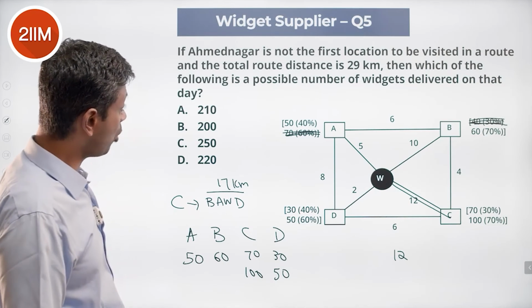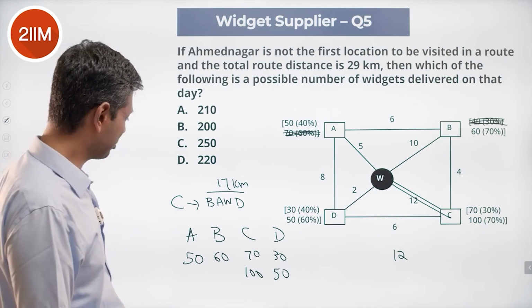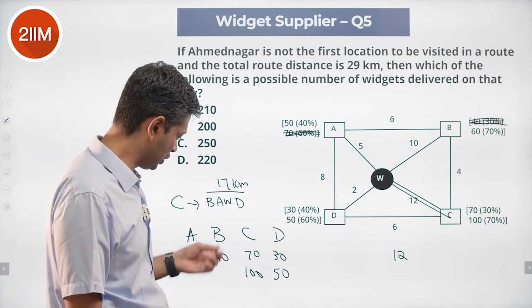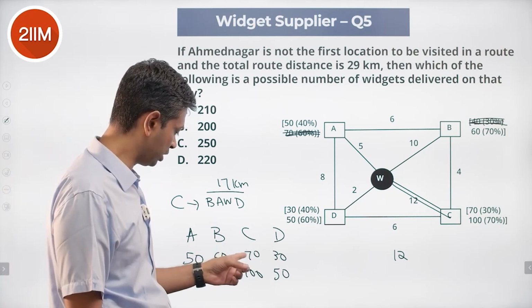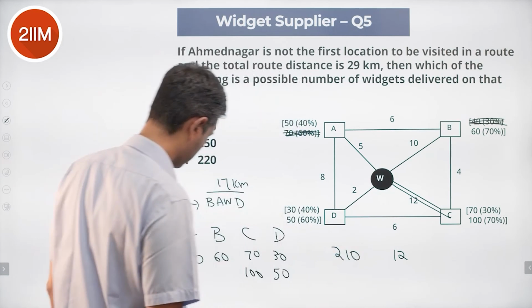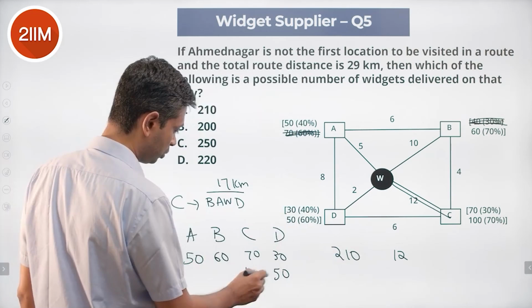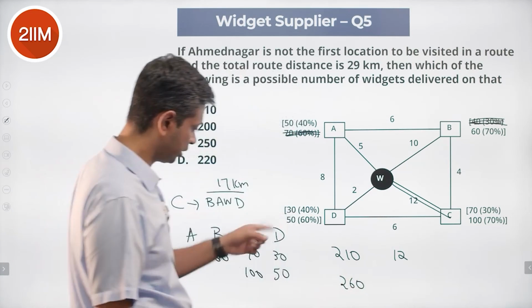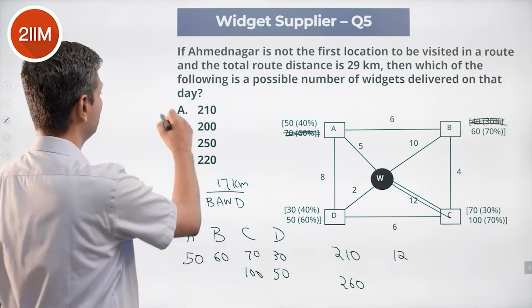Which of the following is a possible number of widgets delivered on that day? Let me find the minimum, let me find the maximum, then we'll figure out. 50, 60, 70, 30. 30 plus 70 is 100. 150, 210. Minimum is 210. Maximum 50, 60, 110, 210, 210 plus 50, 260. Plus 30 plus 20. 210 is available, then that's the answer.